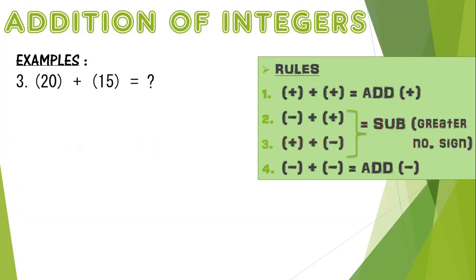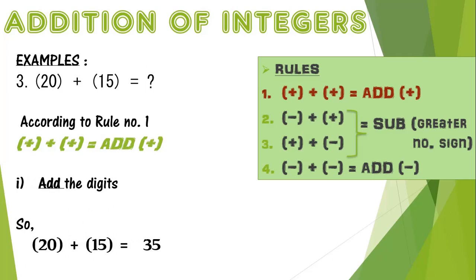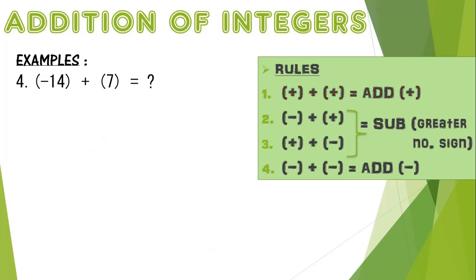In the given example, 20 plus 15, both the numbers are positive. So we can apply rule number 1, which says that if both numbers are positive, you have to perform addition and the sign of the answer will be plus. So the first step is performing the operation. So we'll add the digits, which gives us the answer as 35. And the next step is we have to give the plus sign to the answer. So our answer will be plus 35 or 35.